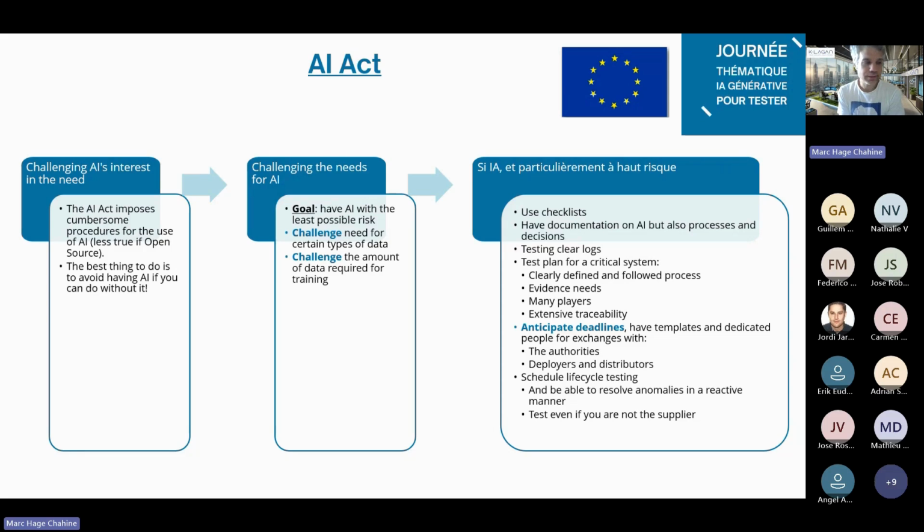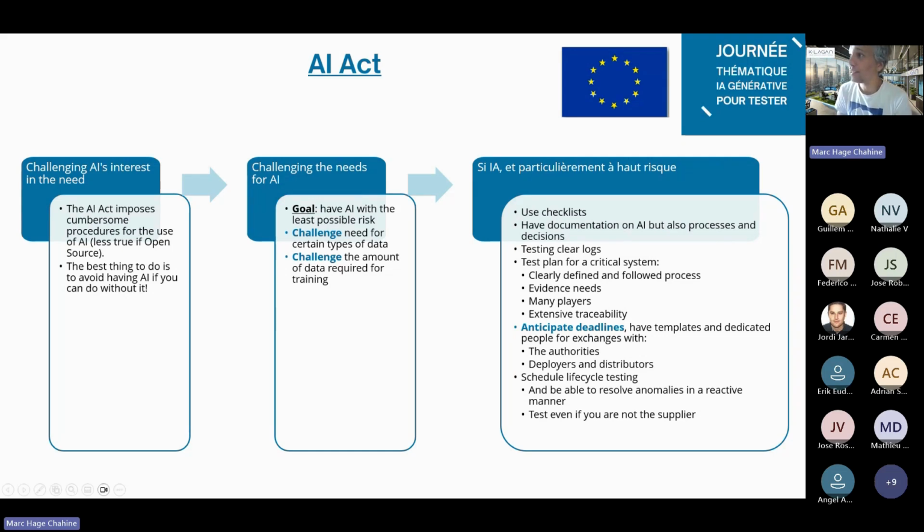I didn't tell it, but it's also quite important to know that if you make your AI open source, you will have less risk. It lowers the risk to have an open source AI. Then you challenge the needs for the AI. That way, it means: what is the lowest AI I can use?